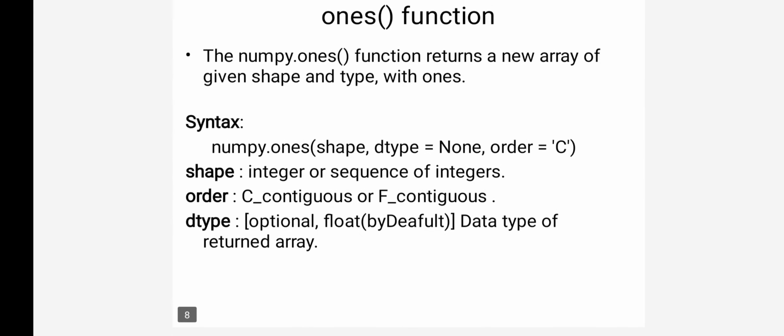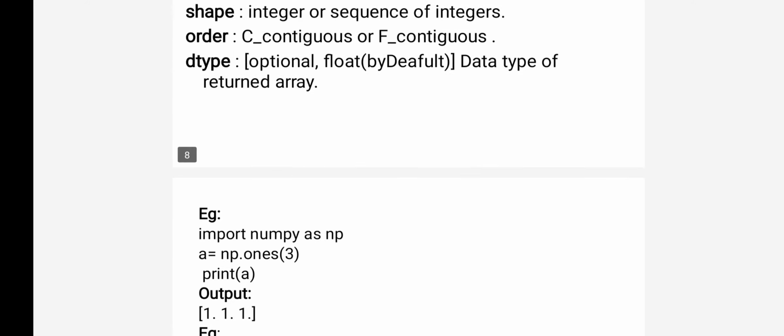Next, the ones function. It is exactly similar to the zeros function. Instead of creating an array with all zeros, we create an array with all ones. Here also we give information like shape, dtype and order. Shape means how many rows and how many columns you want. And order, as already explained, is C for horizontal and F for vertical. Now see the example.